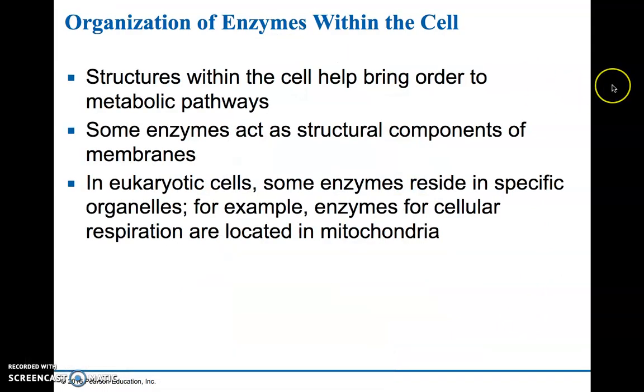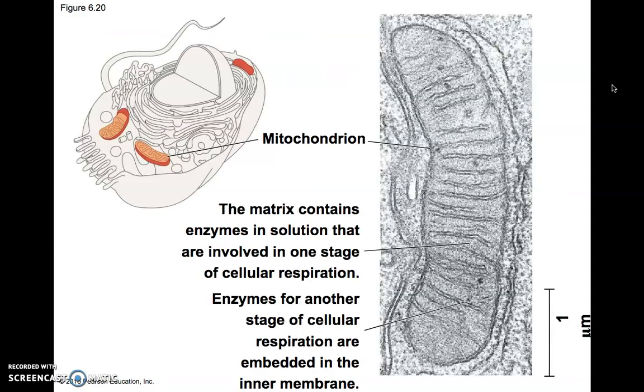There are also lots of cell organelles that help bring order to metabolic pathways. There are enzymes that act as structural components of the cell membranes, which help things move in and out. And then in eukaryotic cells, there's also a lot of enzymes which we know are in specific organelles. For example, lysosomes have digestive enzymes that help break down things the cell no longer needs. Cellular respiration requires a lot of enzymes found in the mitochondria. And so those enzymes are found in specific organelles that are specific to that particular job.